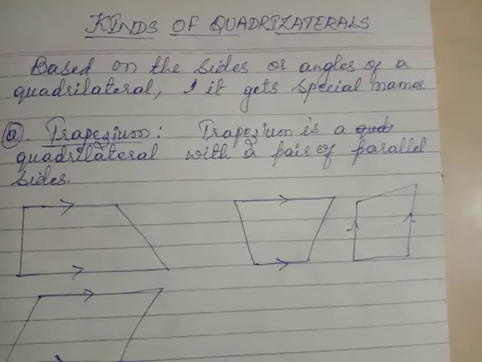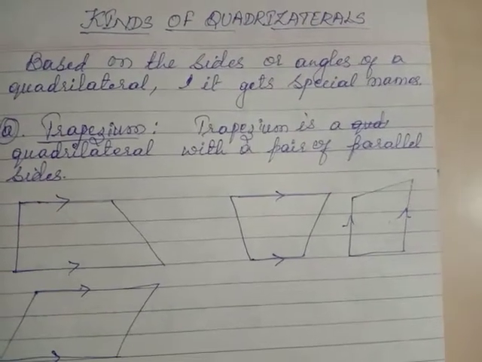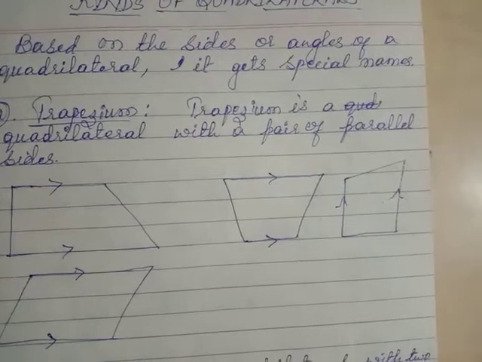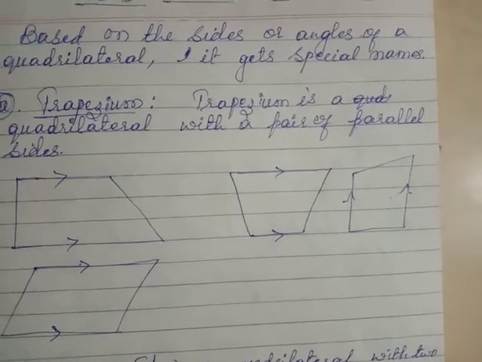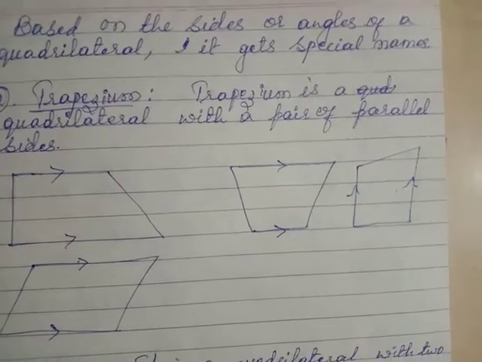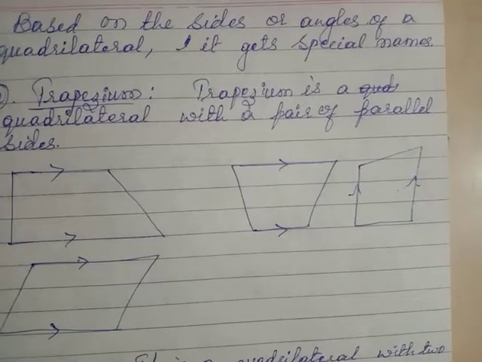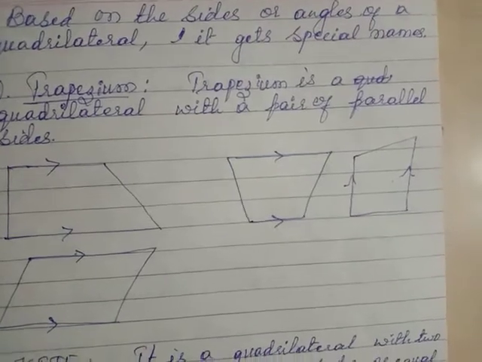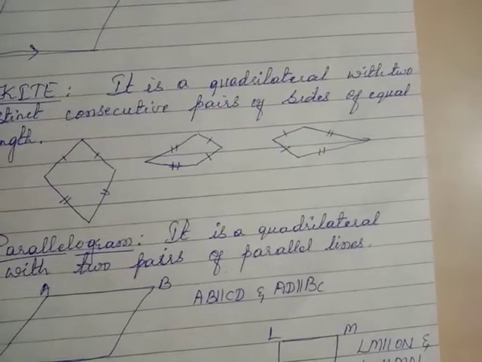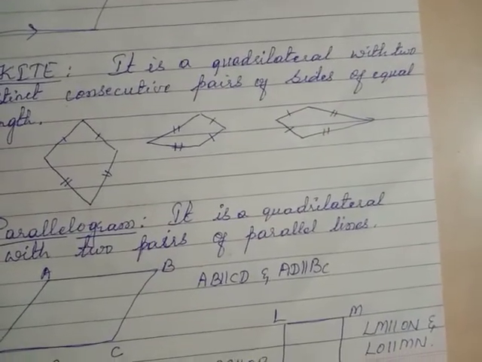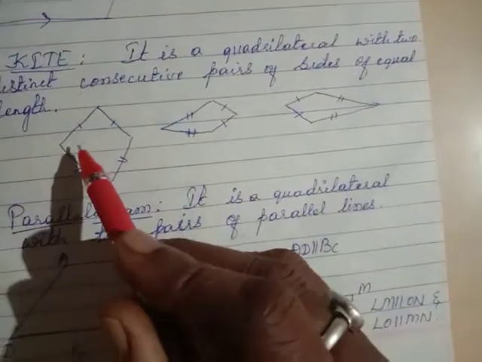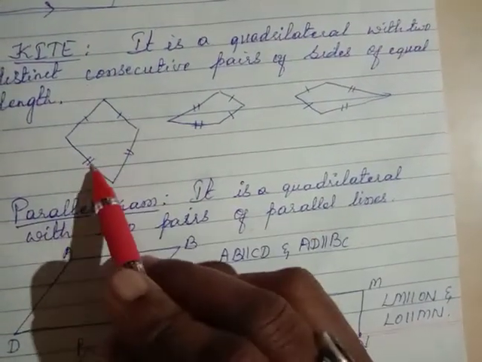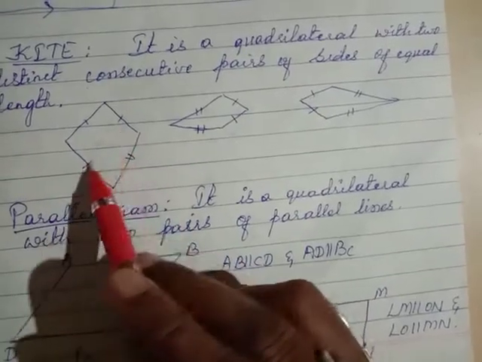Kinds of quadrilaterals. Based on the sides or angles of a quadrilateral, it gets special names. Trapezium: it is a quadrilateral with a pair of parallel sides. Next is kite. It is a quadrilateral with two distinct consecutive pairs of sides of equal length. Consecutive means these two sides are equal and these two sides are equal, not opposite sides are equal.